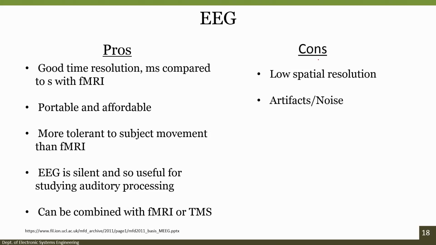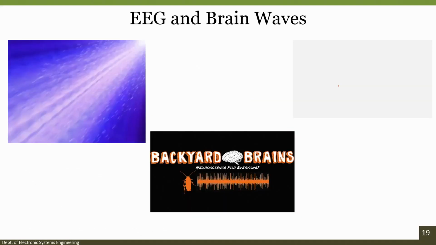The difficulties, disadvantages or limitations of EEG are low spatial resolution, and the artifacts and noise will cause distortion in the signal. So, you should have electronic conditioning modules which have a very high signal to noise ratio and good quality.